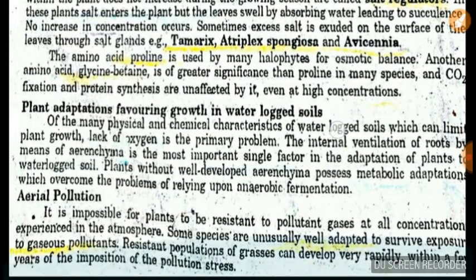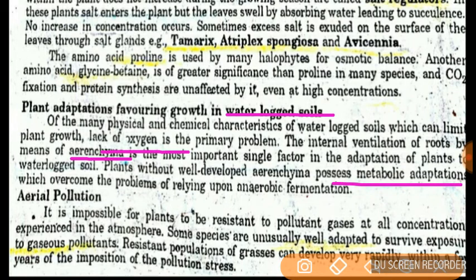And some more adaptations: in waterlogged soils there is a lack of oxygen. So you are aware of parenchyma. The roots have parenchyma, and by this parenchyma they take up oxygen. So some possess metabolic adaptations. Okay, in aerial pollution, what is that? The plants are resistant. It is impossible for the plants to be irresistant to the pollutant gases.